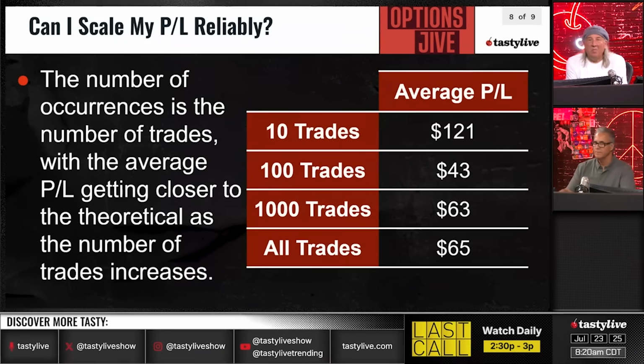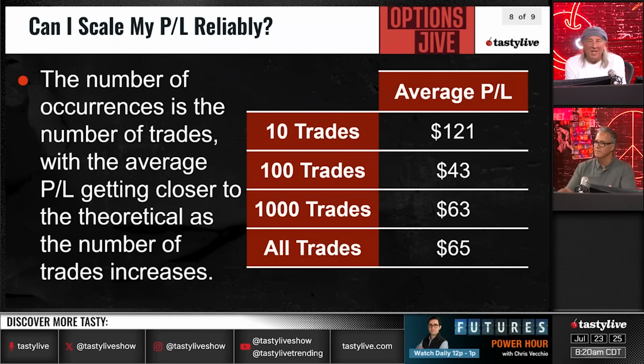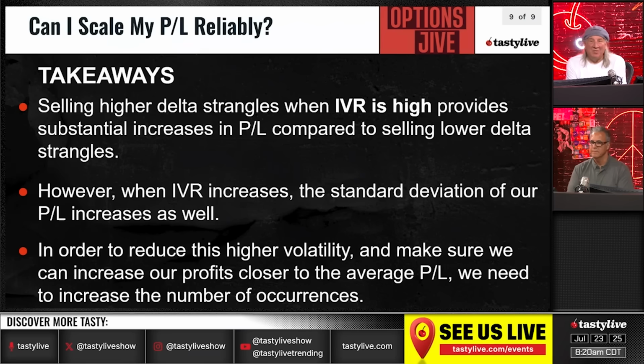So the number of occurrences is the number of trades, with the average P&L getting closer to the theoretical as the number of trades increases. We've shown this study many, many times, from 10 trades to 100 trades to 1,000 trades to all trades. You get close to your theoretical number by just making more trades. You might say, well, I would rather do 10 trades and make twice as much. Yeah, but that number could be negative too. Let's go to the next slide. Just so happens this example is positive.